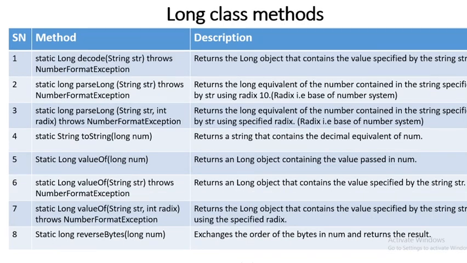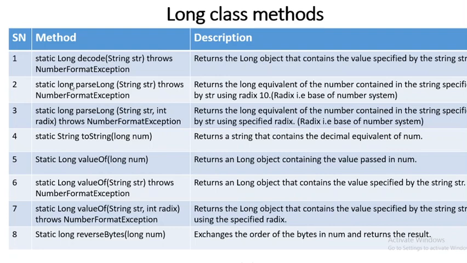Long class methods. All these are static methods. If you want to use these methods, you have to use the Long class name, that is Long dot and the method name. First, return type is Long, decode(String str). Whatever string you specify here will be converted into a Long object, and if it fails, it will generate NumberFormatException.